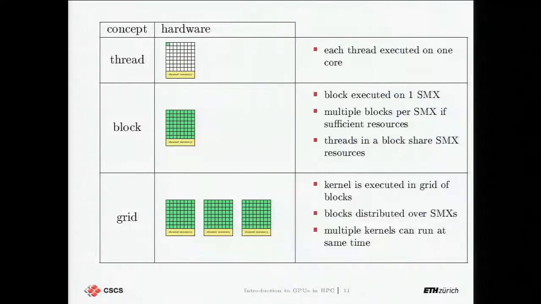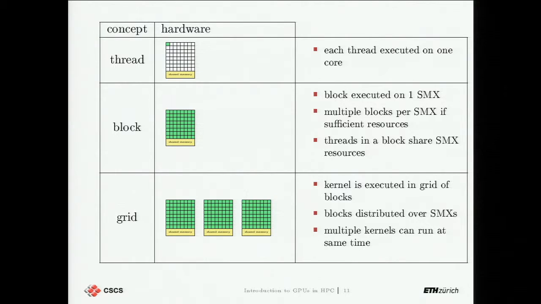So just to reiterate these ideas with a picture, we start with the idea of a thread, where a single thread is running on a single CUDA core. We group these threads together into a thread block, and the block is executed entirely on one SMX. And if we have enough resources on the SMX, we can put multiple blocks on the same SMX.